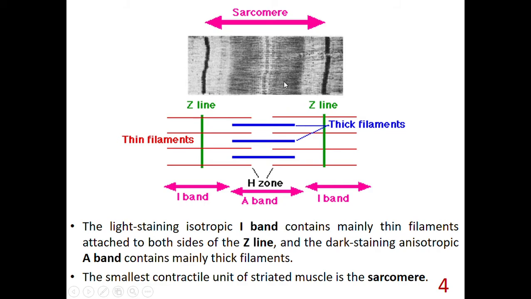And the dark staining anisotropic A band here contains mainly thick filaments, and between two Z lines we call it a sarcomere, the smallest contractile unit.